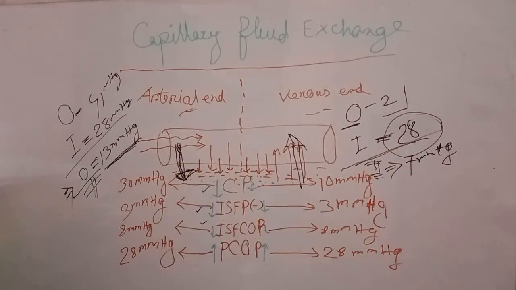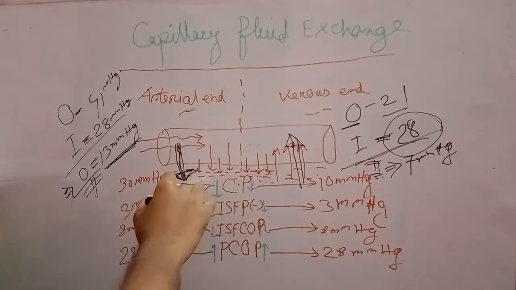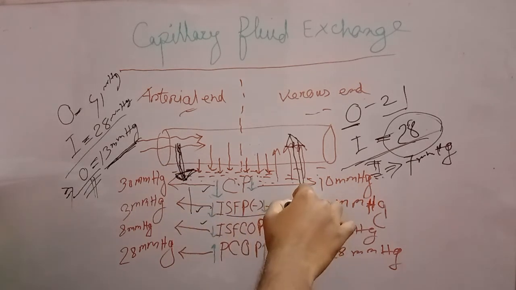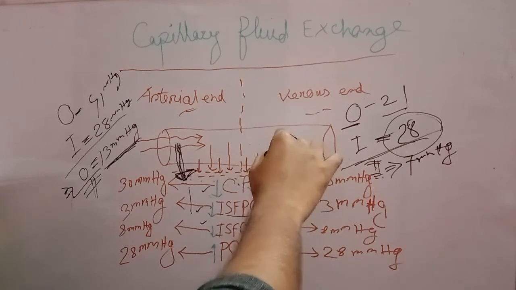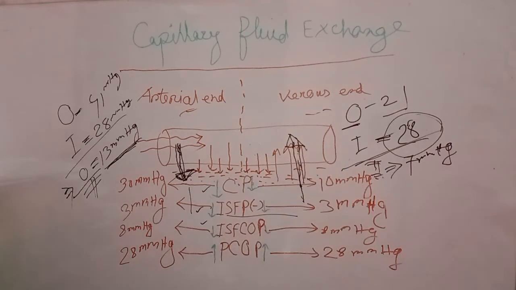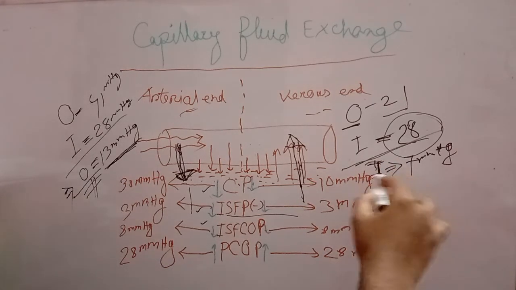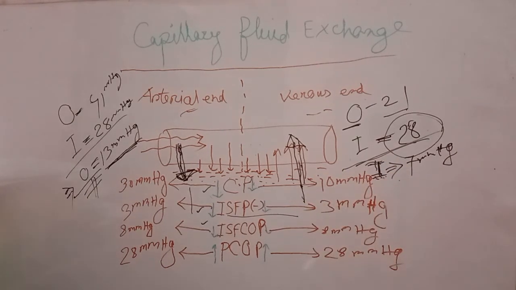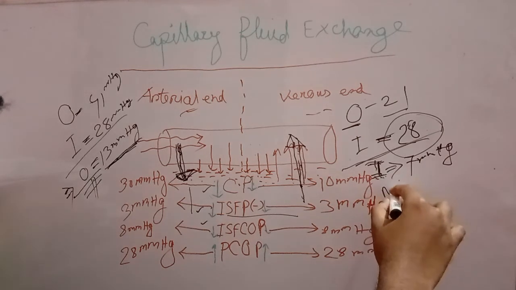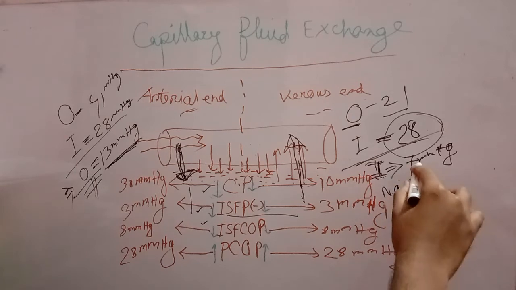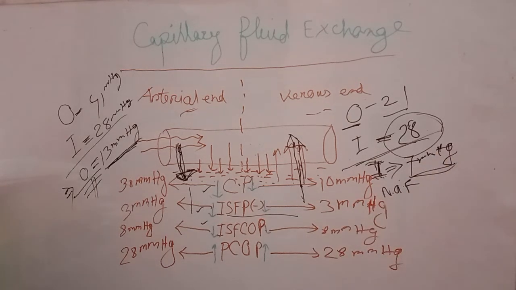Why reabsorption? Because at the arterial end the fluid is filtrated out, and at the venous end the fluid is absorbed into the capillary again, and this is called reabsorption. So the inward force at this venous end, also known as the net absorption pressure or force, is 7 millimeters of mercury.